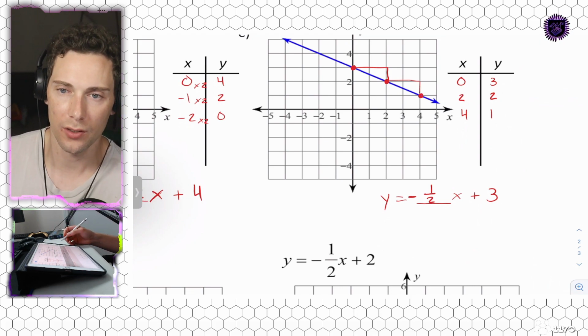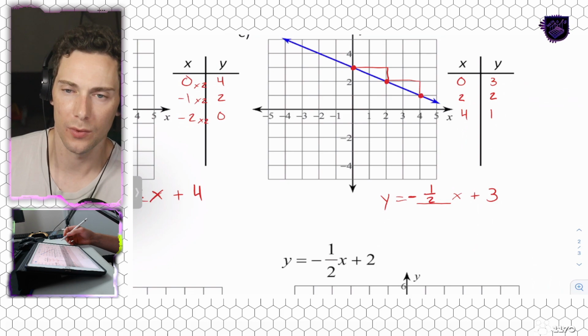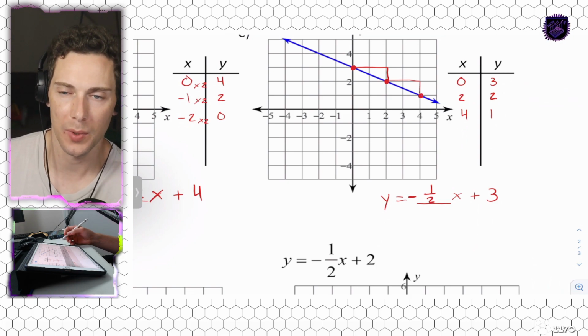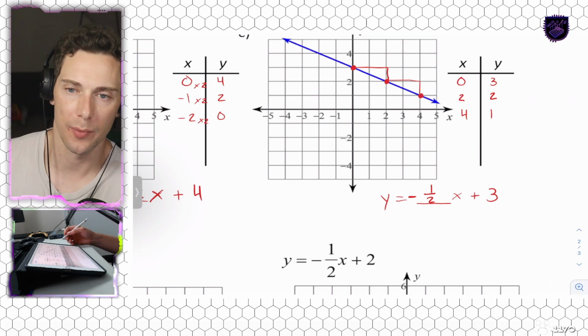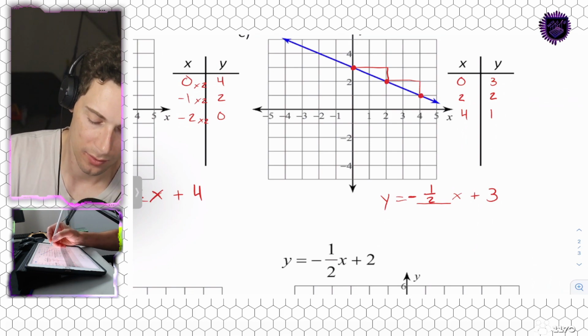You can look at the chart and say that negative 1/2 times 2 plus 3, negative 1/2 times 4, yeah.